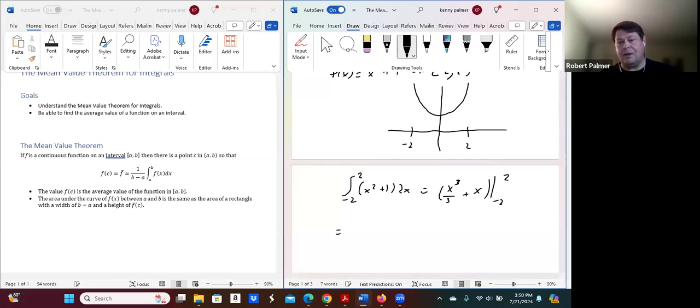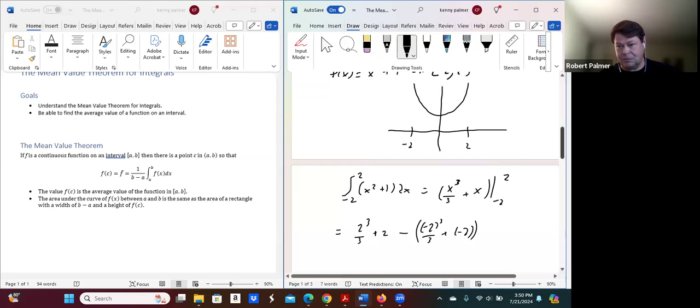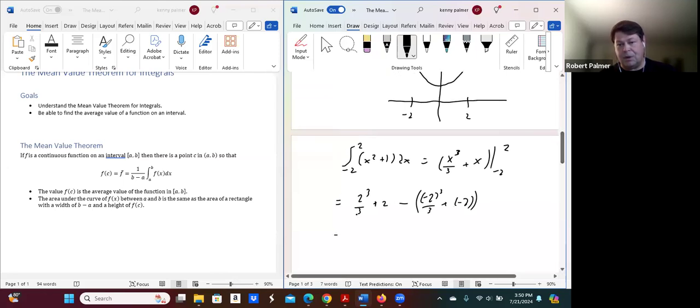Okay, and we do that. And so just replace the first one with 2. So 2 cubed over 3 plus 2 minus, then replace the x's with -2: -2 cubed over 3 plus a -2. Okay, here now 2 cubed is 8, so 8/3 plus 2. Then that's going to be minus, and -2 cubed means minus 8/3.